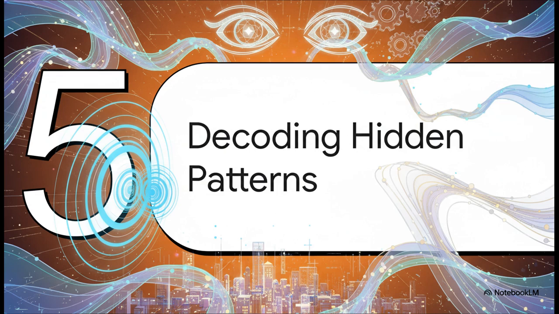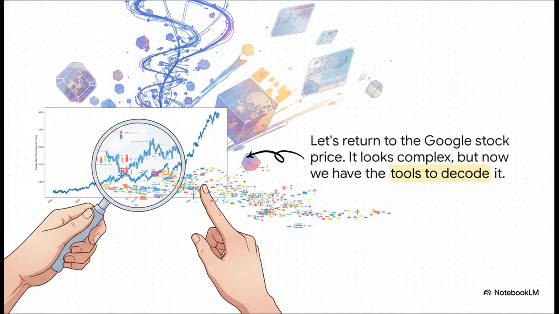Now for the really fun part. Let's apply these tools to our data and finally reveal those hidden patterns we talked about at the very beginning. And we're back where we started, looking at the Google stock price. At first, it just looked like a line going up, but we knew there had to be a more complex memory structure hiding under the surface. And now, we have the exact tools we need to see it.